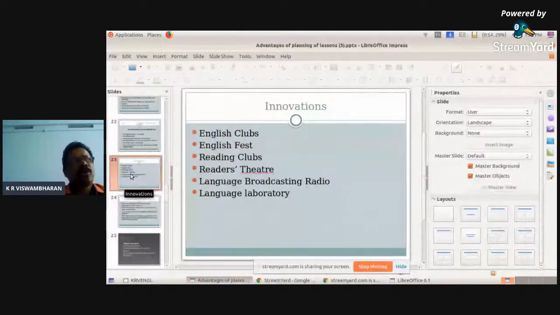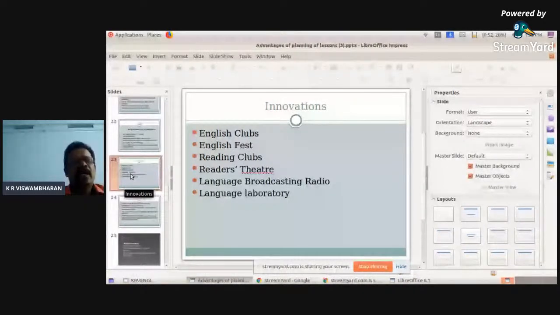Two or three language teachers in a school can lead, and English clubs can share their activities, their performances, their products, everything online for sharing of excellence. It can be used for the successful learning of other students in other schools, or in other districts, even in other states.